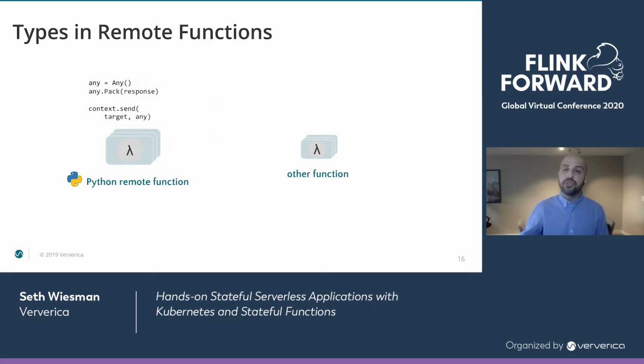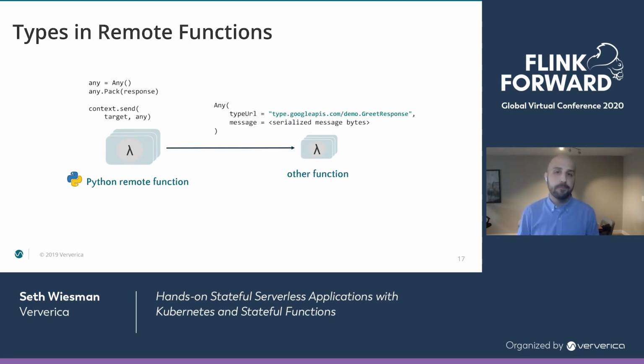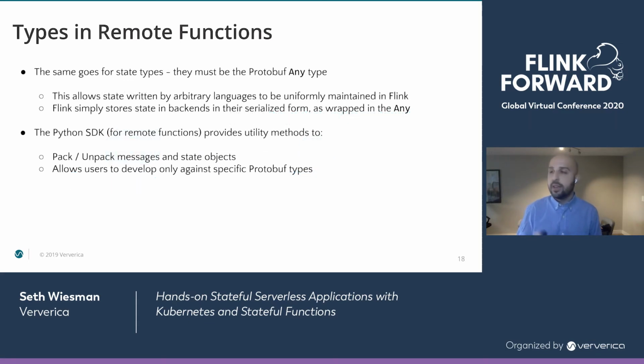If we want to message some other function, again, we are going to wrap it into protobuf Any, and then send that across the wire. At the other end, we're going to see, hey, we got a GreetRequest. Here are the bytes. Let me deserialize this into my language-specific library. Same goes for state types. As I mentioned, they must be protobuf Any. This means that state written in arbitrary languages can be uniformly maintained by the Flink runtime. And our state backends only ever see serialized forms as wrapped Any, so we don't need to worry about types or languages. It's just bytes in and bytes out.